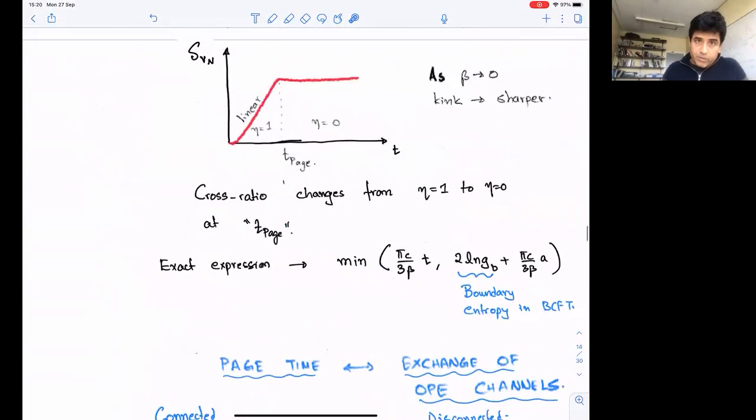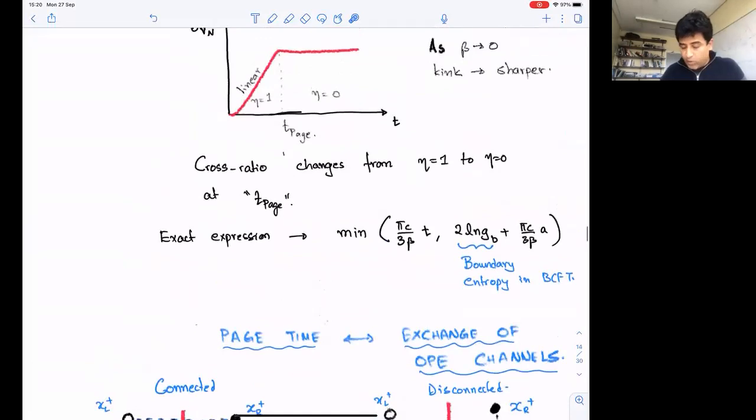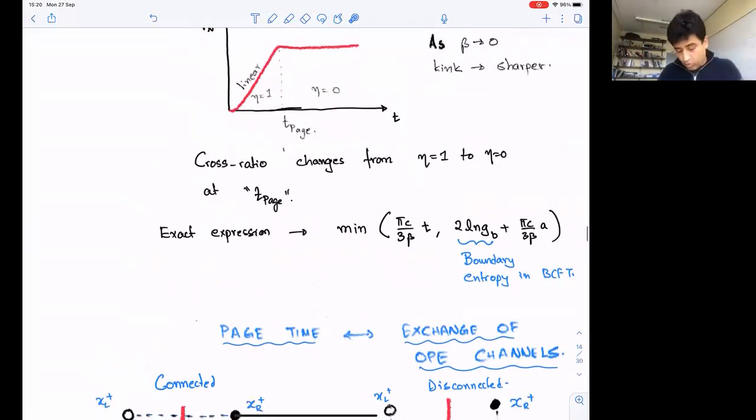So this crossover between the linear regime and the saturation regime, this kink, occurs at a time that I will call the Page time. And at this Page time, there is an exchange between two different operator product channels in these correlation functions. The reason is that at early times, the operator product channel is governed by the eta equals one value for the cross ratio, and at late times, it's governed by the eta equals zero channel associated to this cross ratio.